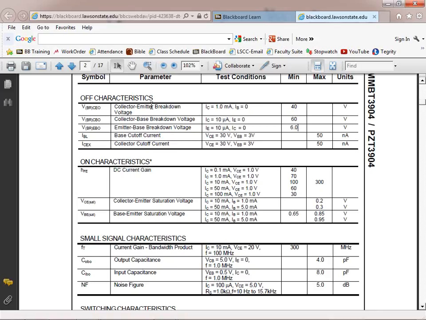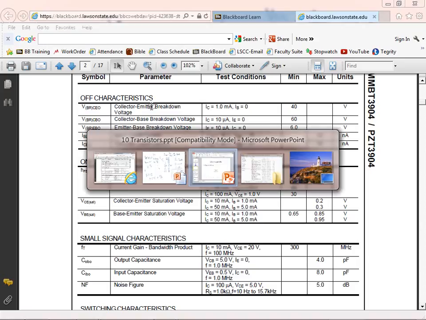In other words, once we saturate a transistor, it doesn't hurt to put more current than required to saturate it. Doesn't hurt at all, right? So the 300 is not guaranteed. The only beta that is guaranteed up there is the 30. Y'all understand that? So that means if I use a beta of 30, then that beta is guaranteed. Y'all follow that?